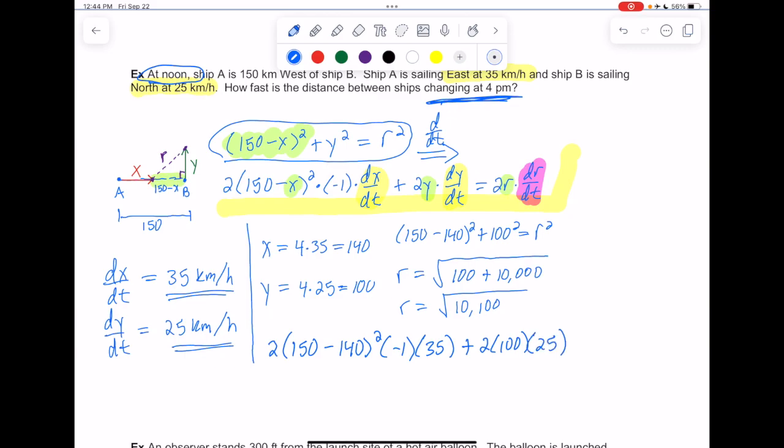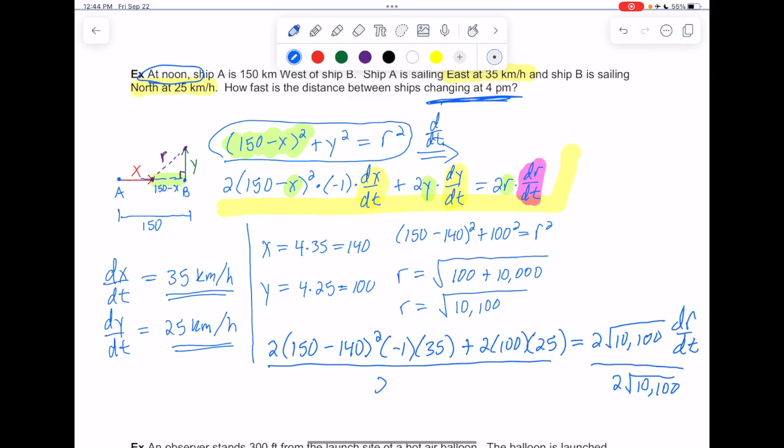And that's all equal to 2 times r. r is that messy square root of 10,100, times dr/dt. And that dr/dt is the piece that we want to get by itself. So if we take both sides and divide by 2 times the square root of 10,100, then we will arrive at our value for dr/dt.